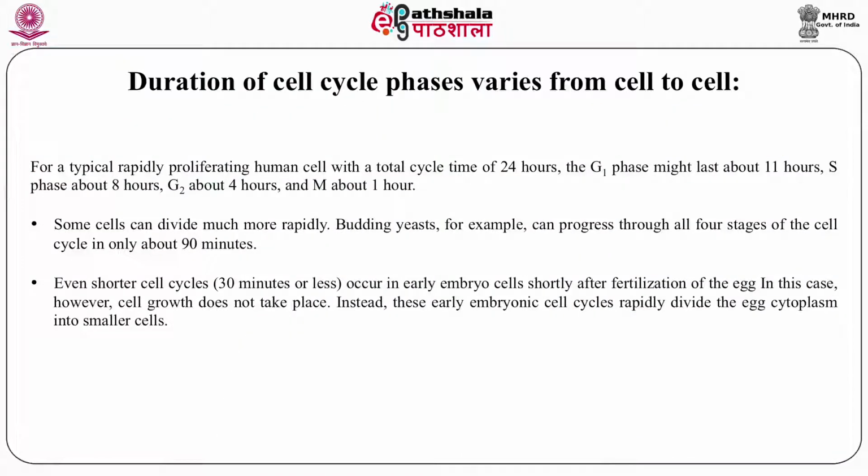Even shorter cell cycles, like 30 minutes or less, occur in early embryonic cells. Shortly after fertilization of the egg, however, cell growth does not take place. Instead, these early embryonic cells rapidly divide the egg cytoplasm into smaller cells. There is no G1 or G2 phase, and DNA replication occurs very rapidly in these early embryonic cell cycles, which therefore consist of very short S phases alternating with M phases.